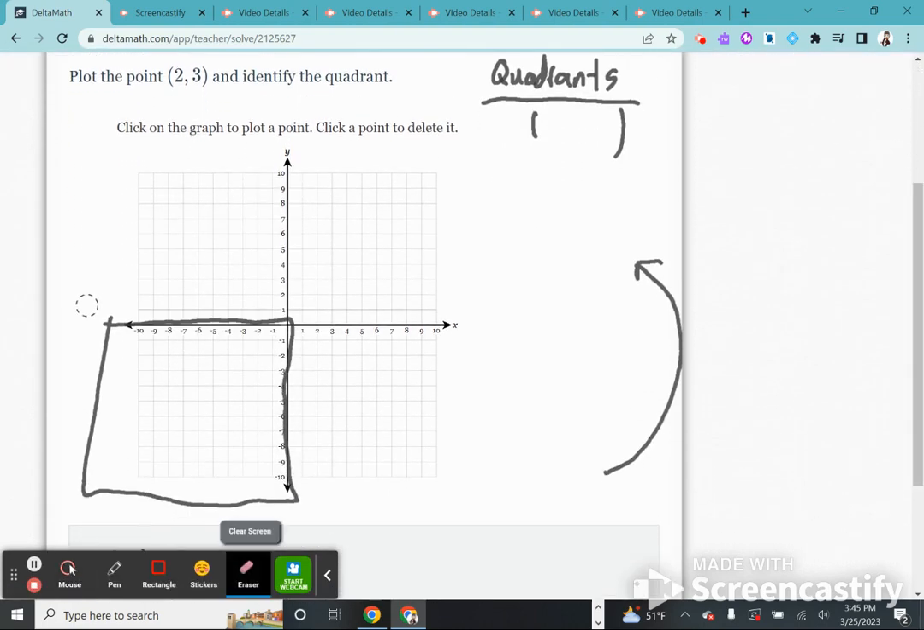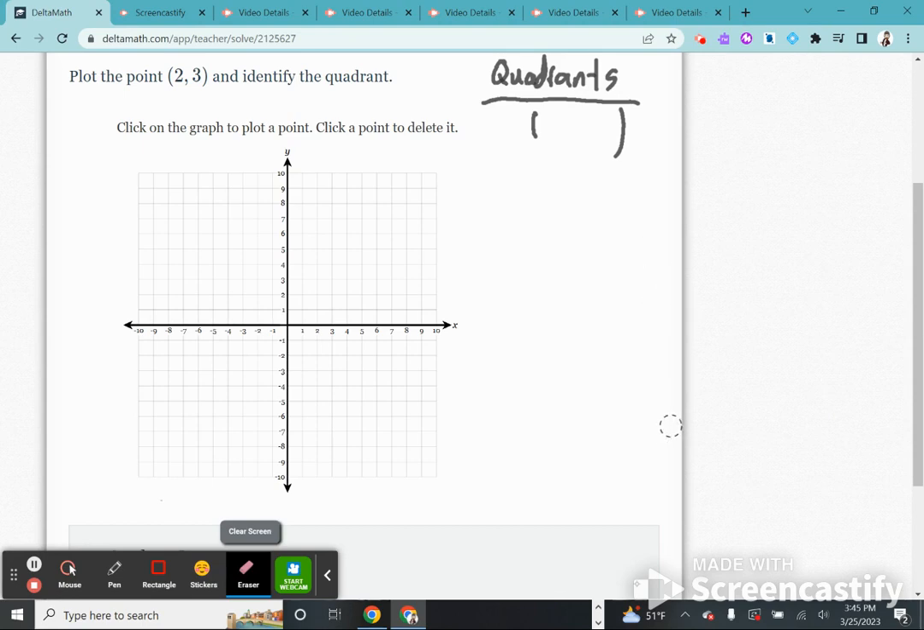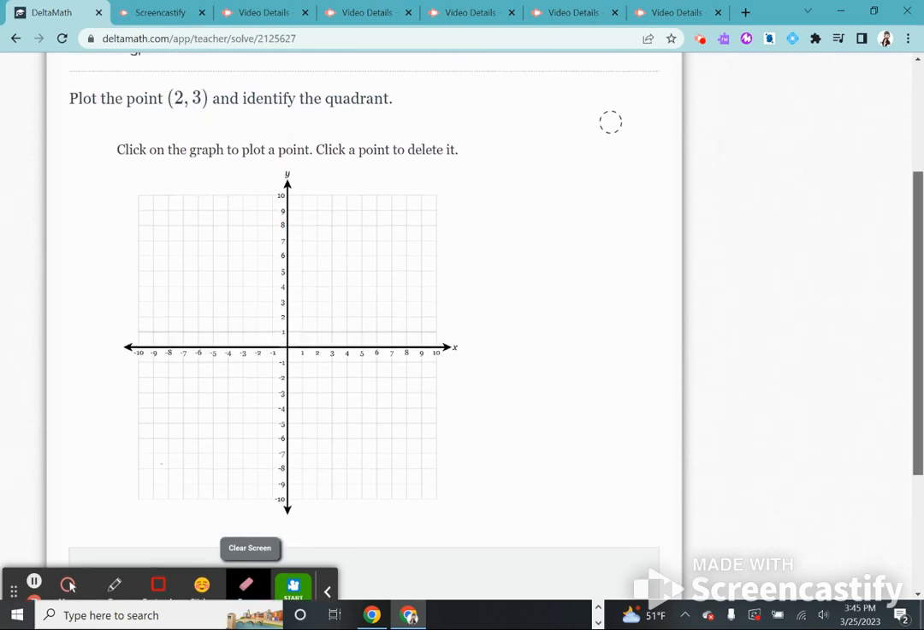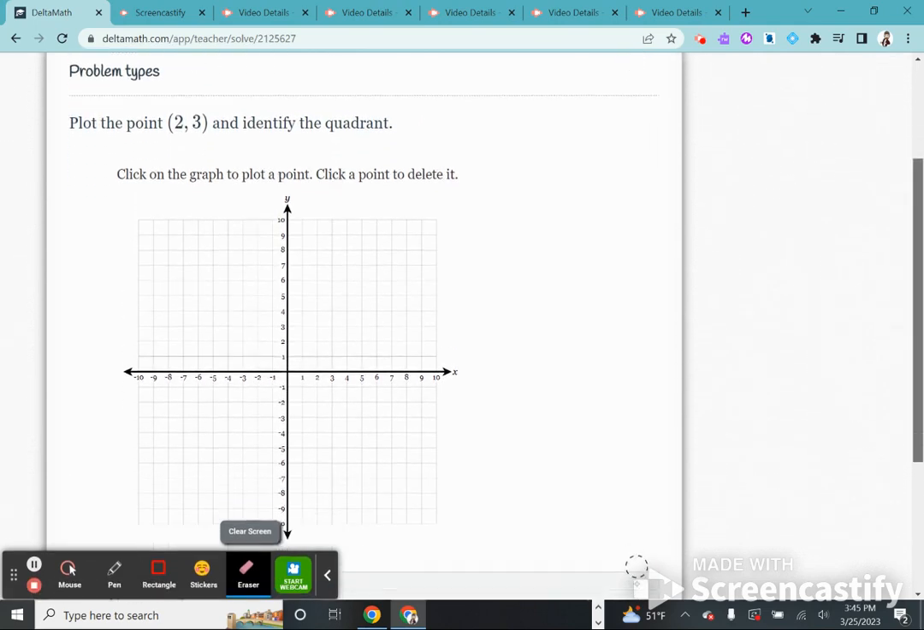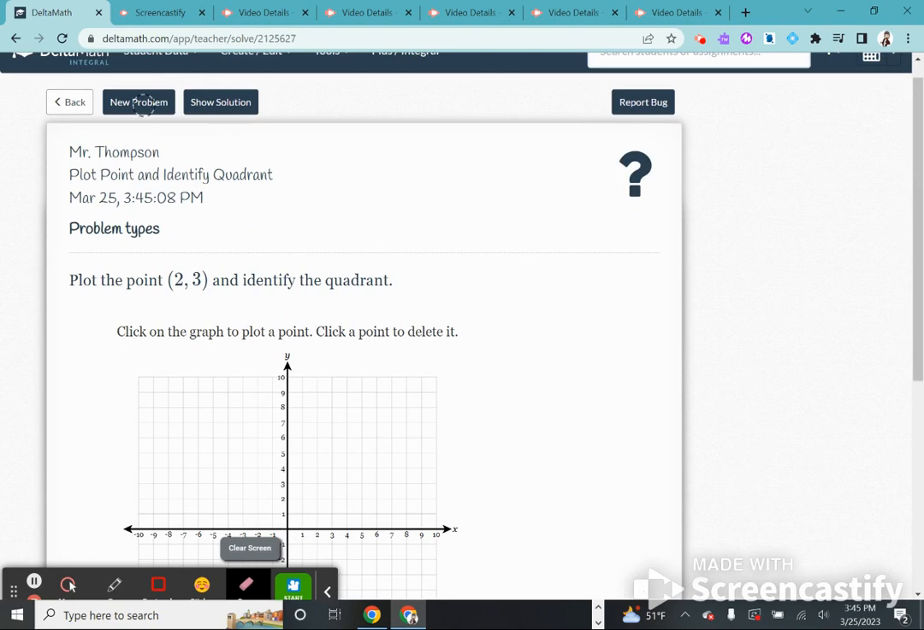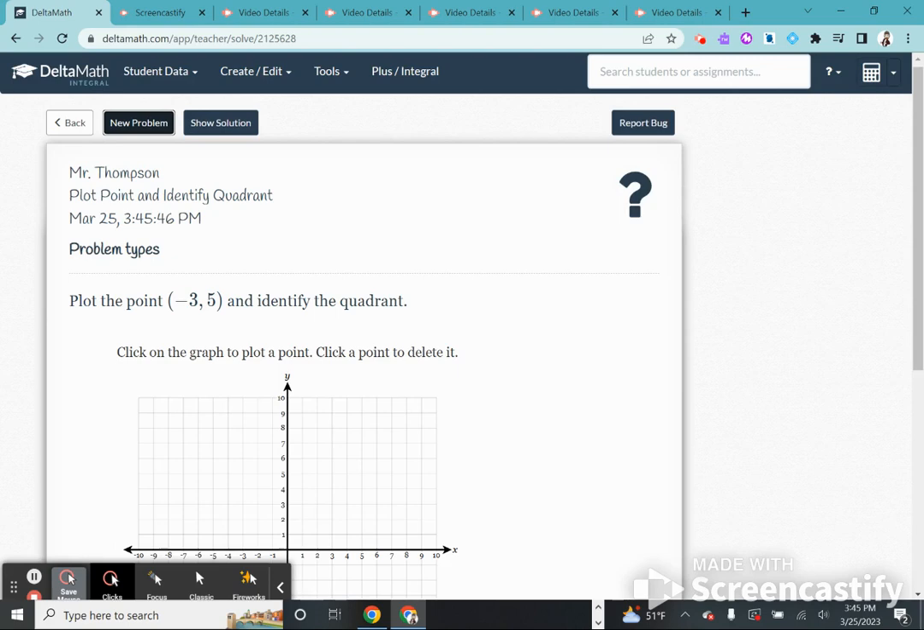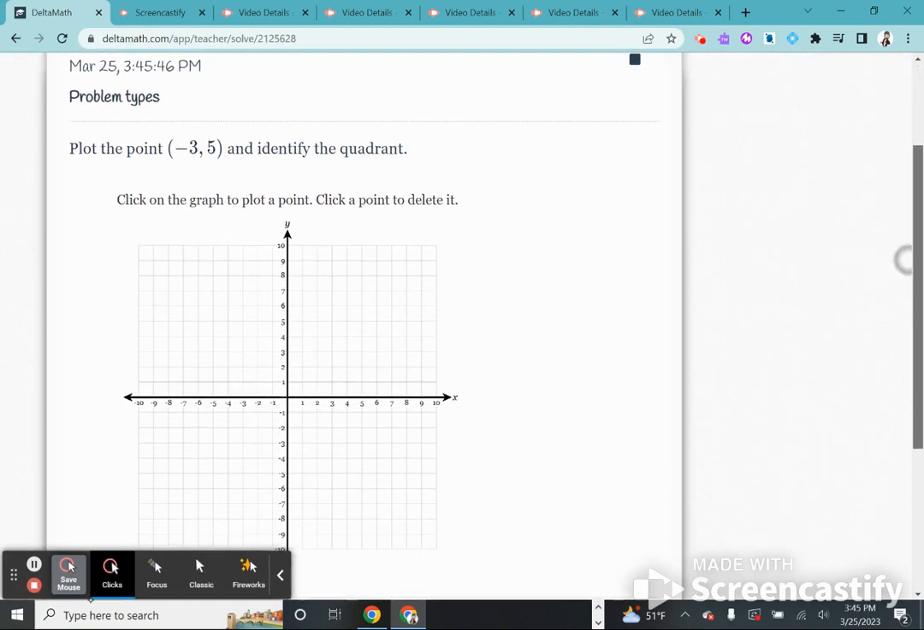So we can do one more. We're going to pick a different new problem because that's an easy one. I want us to think a little bit. All right, that's better.